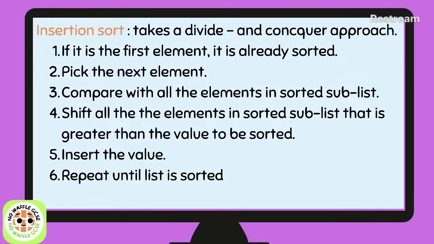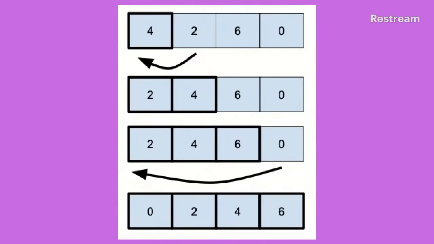So let's look at an example. You've got 4, 2, 6, and 0. So you've split it up into 2 lists. You've got the sub list on the left-hand side, which is 4. Now 4 is already ordered because you only have one element. Then you pick the next element in the list, and insert it in the correct order into the sub list on the left. You keep doing this until your sub list becomes the same size as the original list, and boom, it's sorted. This is for insertion.